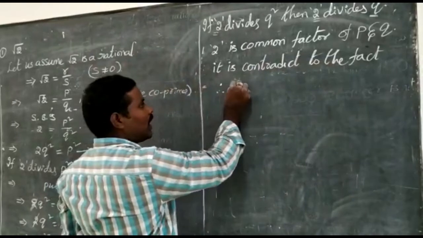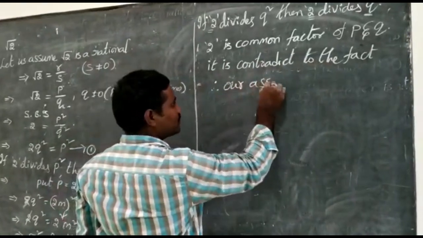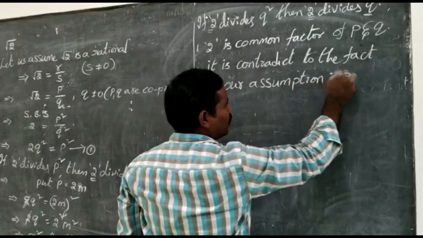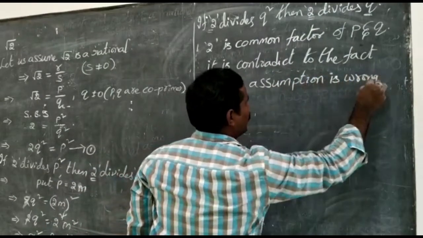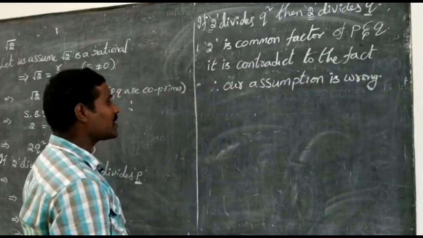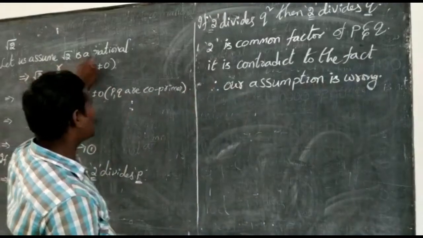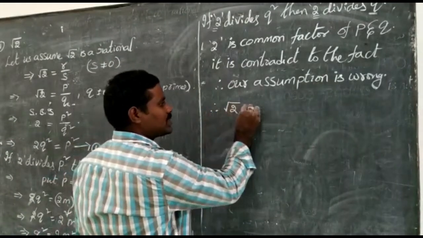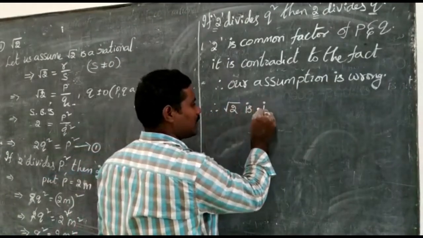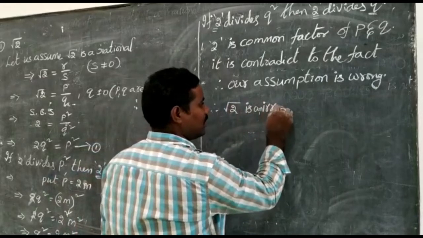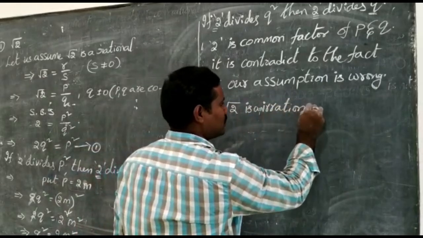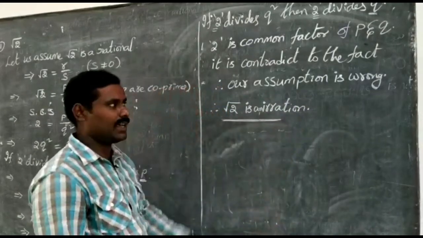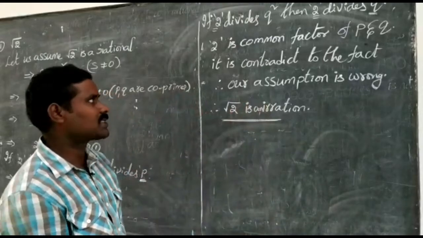Therefore, our assumption is wrong. What is our assumption? Assume root 2 is a rational number. Our assumption is wrong. Therefore, root 2 is an irrational number. Hence, proved. Once more I will explain again.